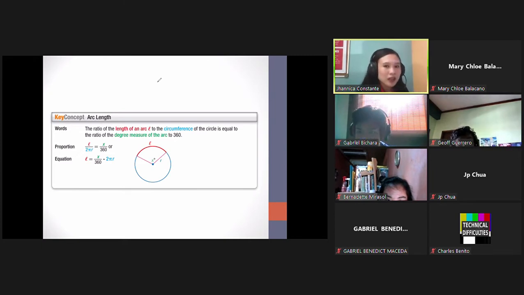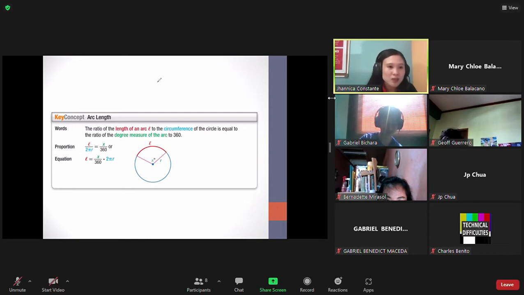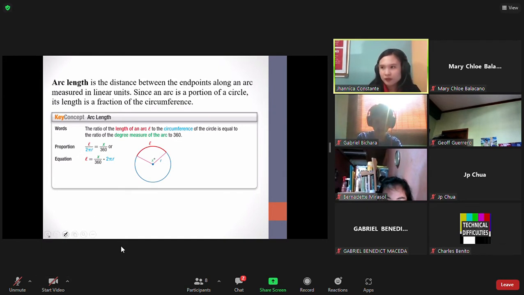Length of the arc and the measure of the arc is different. The measure of arc depends on the central angle. But when it comes to the length of the arc, that is how long the arc is. So for example, we have this circle. So arc length is the distance between the endpoints along an arc measured in linear units. Since arc is a portion of a circle, its length is a fraction of the circumference. So that is arc length.